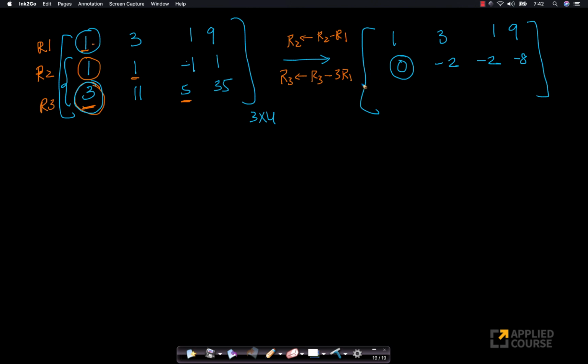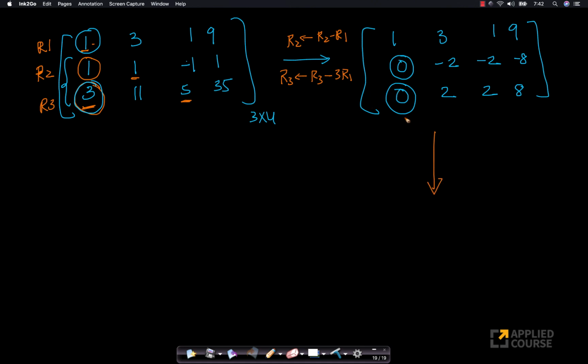So now what happens? 3 minus 1 into 3, 3 minus 3 is 0. 11 minus 3 into 3 is 9, so this will become 2. 5 minus 3 is 2. 35 minus 3 into 9 is 27, which will make it 8. So we have converted these two into zeros. Very good. Okay, the next step.